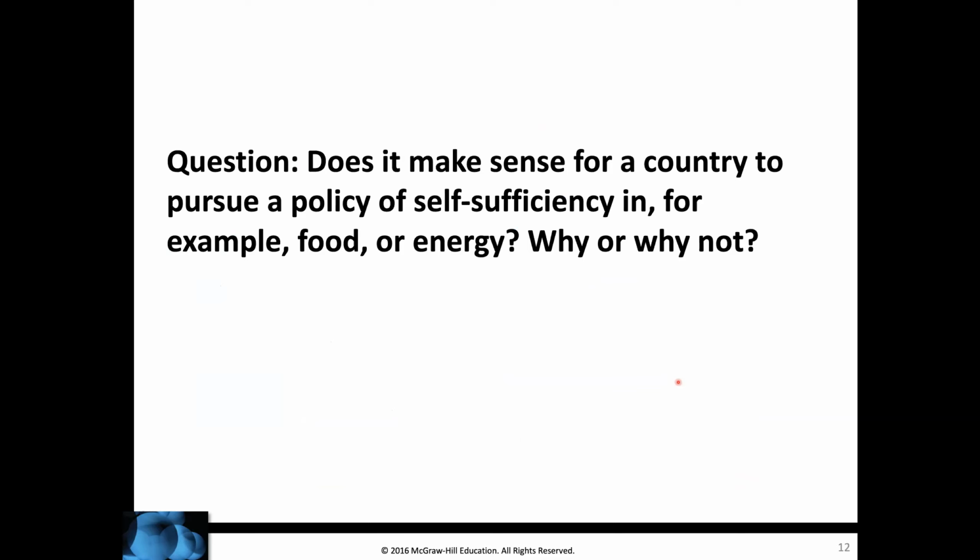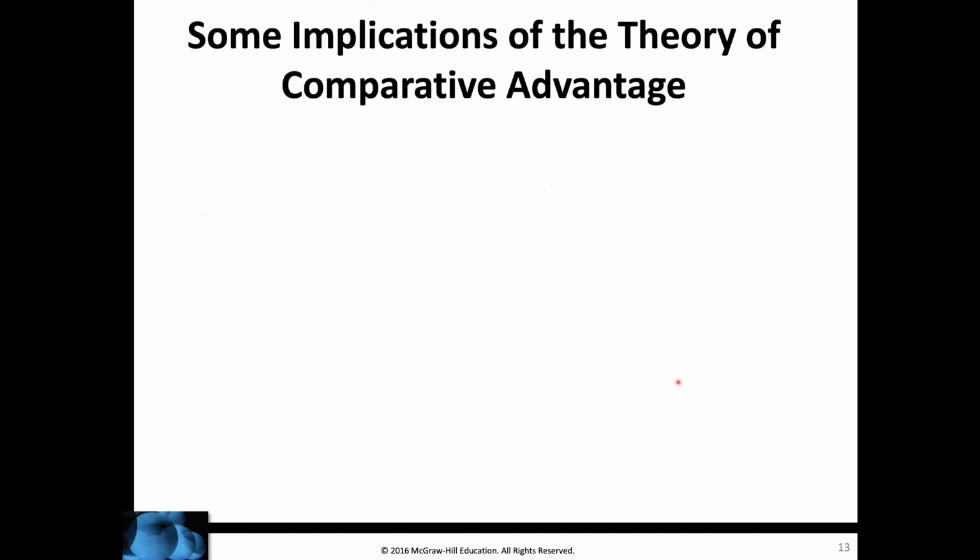So the question is, does it make sense for a country to pursue a policy of self-sufficiency, for example, in food or energy? Why or why not? According to these two theories, self-sufficiency is counterproductive. The world is better off, and the nations that trade together are better off, all things being equal, if they pursue a policy of free trade, international trade.